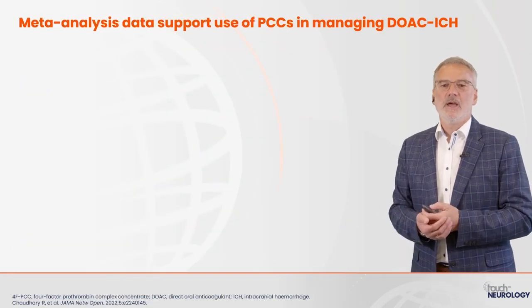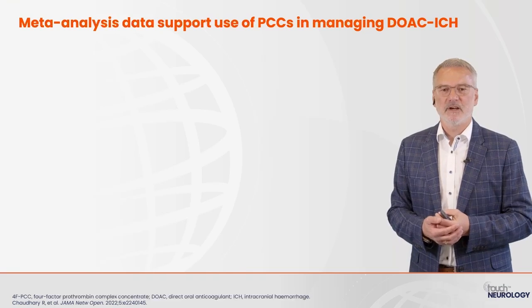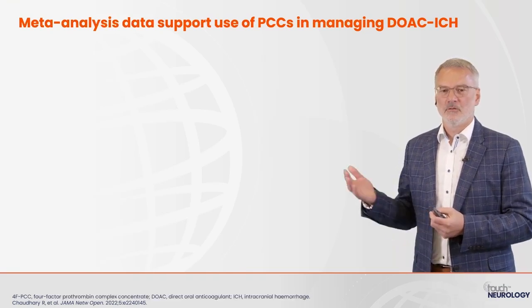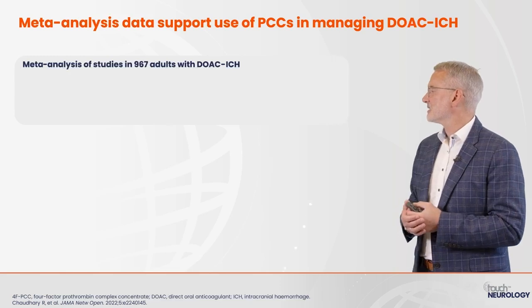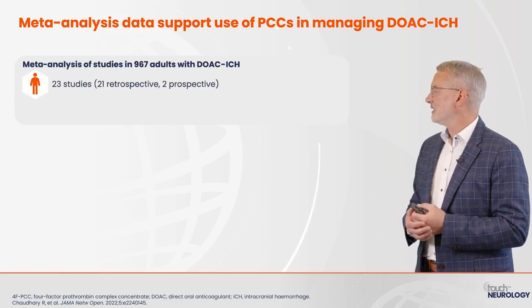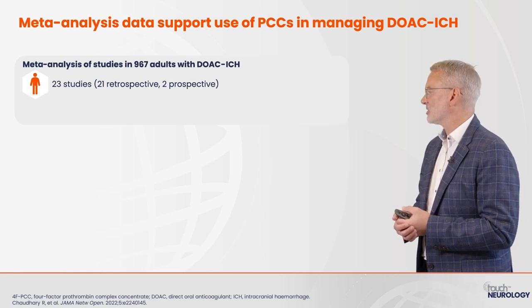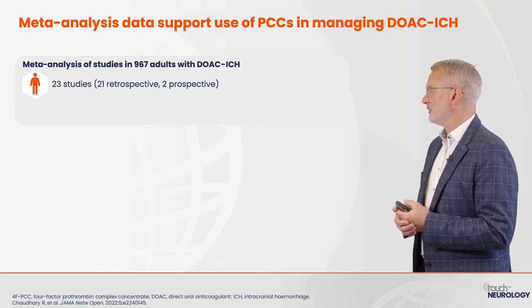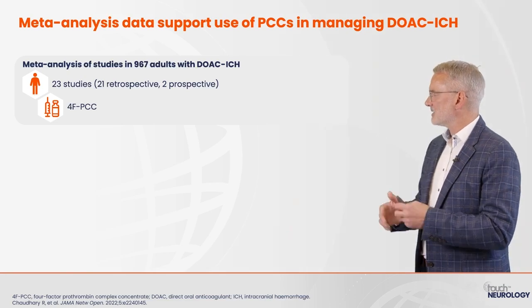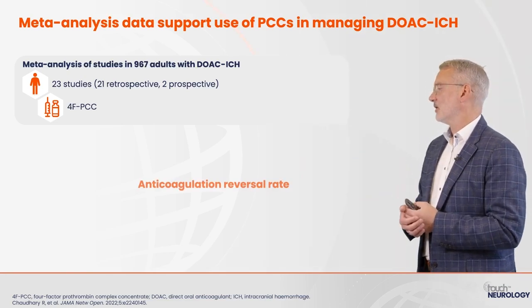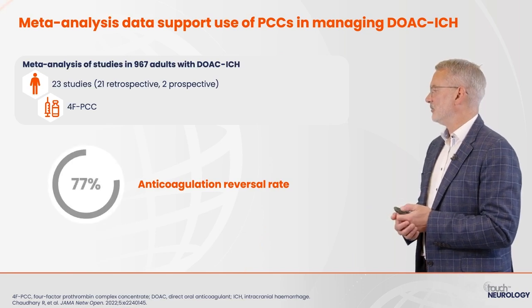What evidence do we have to support the use of reversal strategies in DOAC-related ICH? First of all, for PCC, we do have a meta-analysis of 23 studies involving nearly 1,000 patients with DOAC-related ICH. And these studies included 4-factor PCC. In this meta-analysis of pooled data, the anticoagulation reversal rate was nearly 80% for PCC.